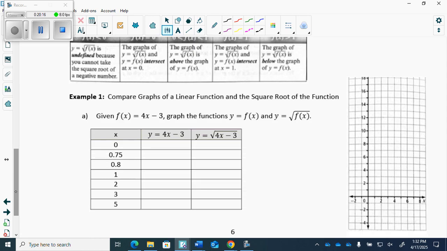So we have y equals 4x minus 3. And then we go second trace value, 0, which is negative 3. And then we go 0.75 and we get 0. 0.8 and we get 0.2. 1 and we get 1. 2 we get 5. 3 when we fill it in, we're going to get 9. And then 5 we get 17.